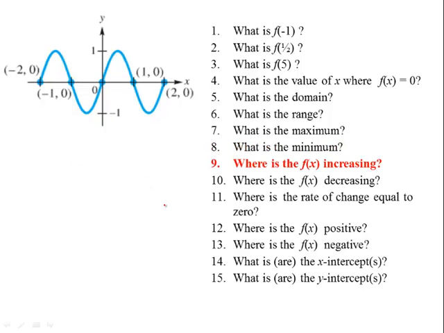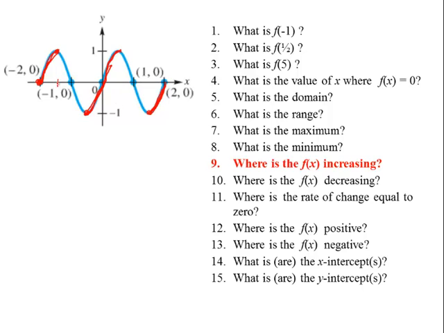Number 9, where is f of x increasing? That means where on this graph is the slope positive. So if we begin at our endpoint here, from here to this point, this has a positive slope. So f of x is increasing, this is decreasing from this point up to the peak. This is an increasing slope. From this point to the end point, this is increasing. So we have three sections where f of x is increasing.